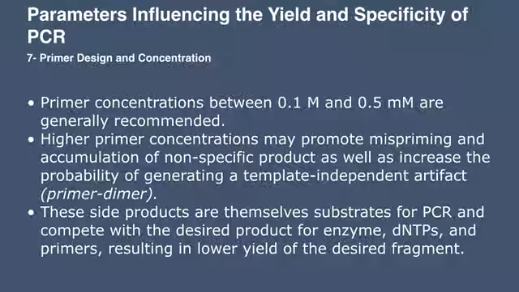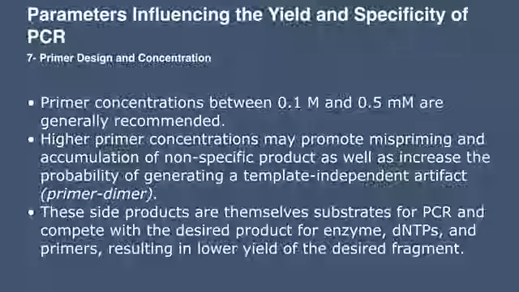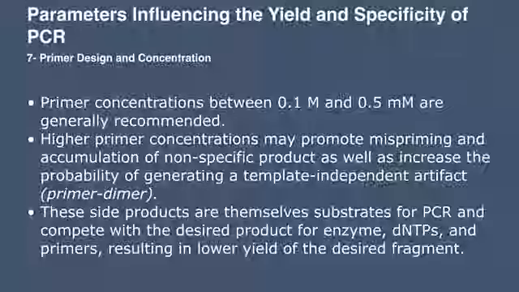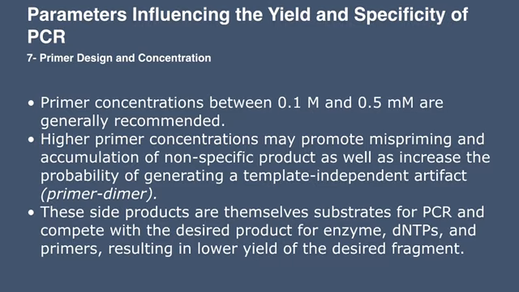Primer concentrations between 0.1 and 0.5 millimolar are generally recommended. Higher primer concentrations may promote mispriming and accumulation of non-specific product, as well as increase the probability of generating a template-independent artifact, primer-dimer. These side products are themselves substrates for PCR and compete with the desired product for enzyme, dNTPs, and primers, resulting in lower yield of the desired fragment.